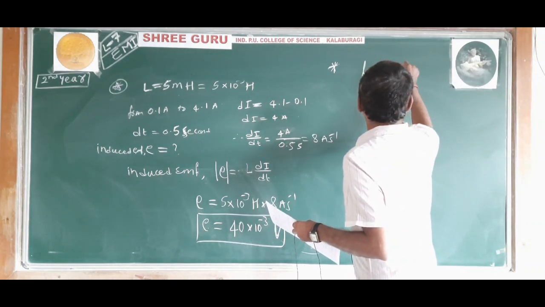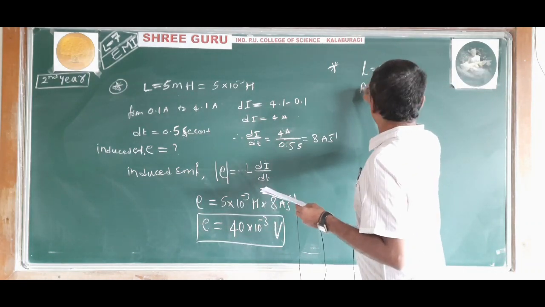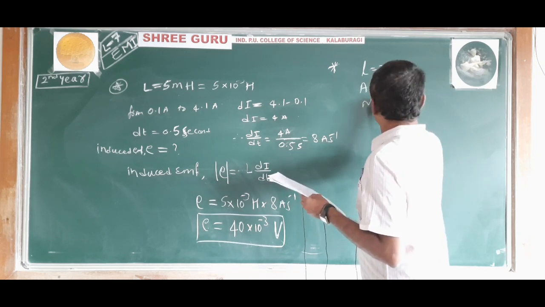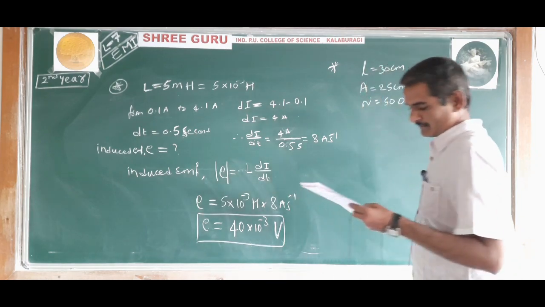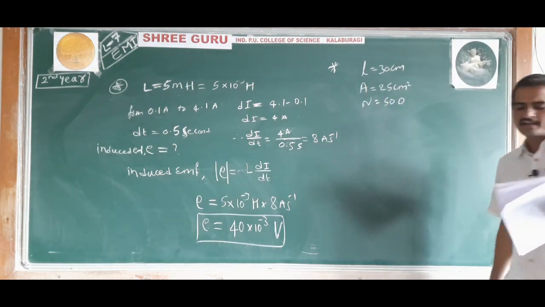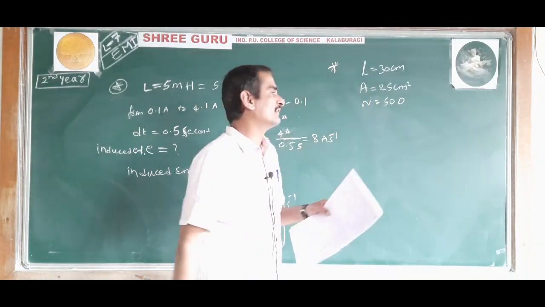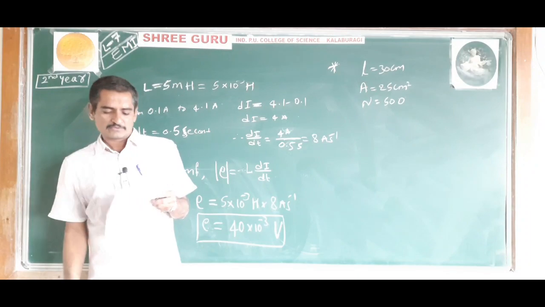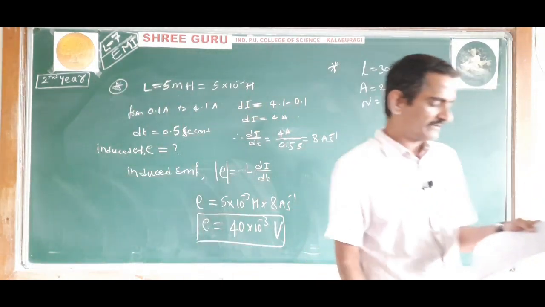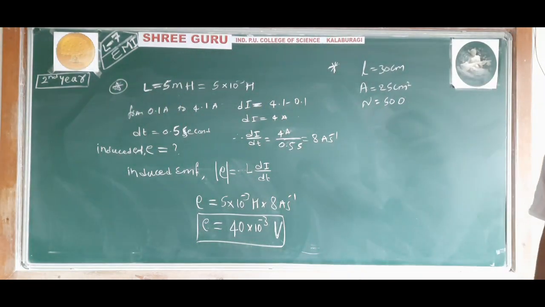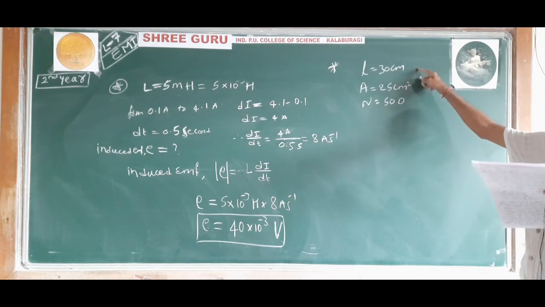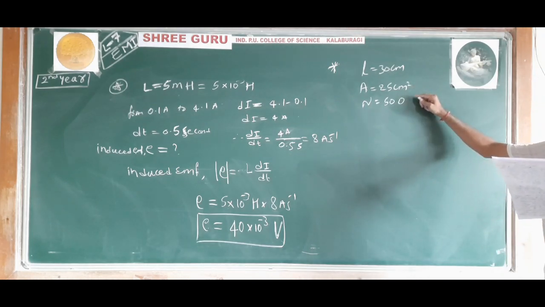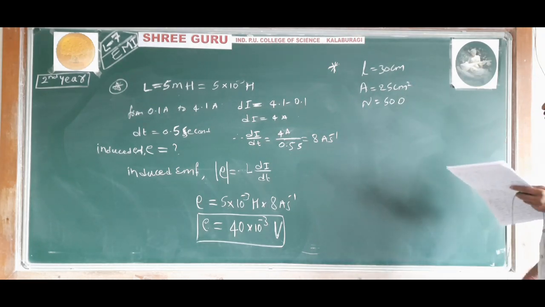length 30 centimeter, area 25 centimeter square and number of turns 500, carries a current of 2.5 ampere. Once again I will read the sentence. An air-cored solenoid with length 30 centimeter, area of cross section 25 centimeter square and number of turns 500, carries a current of 2.5 ampere.